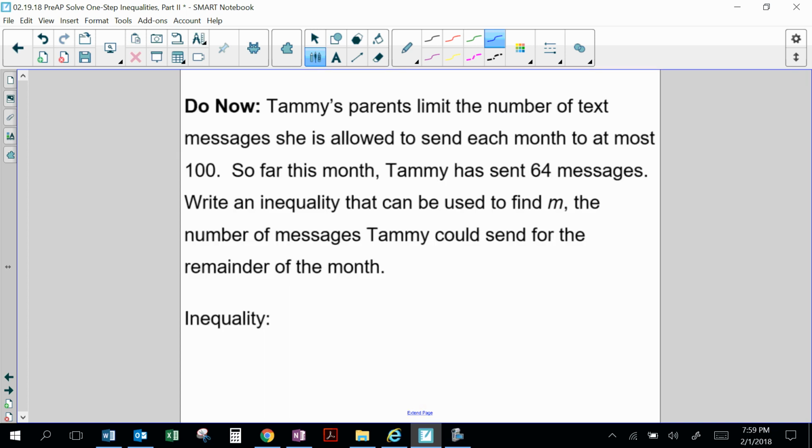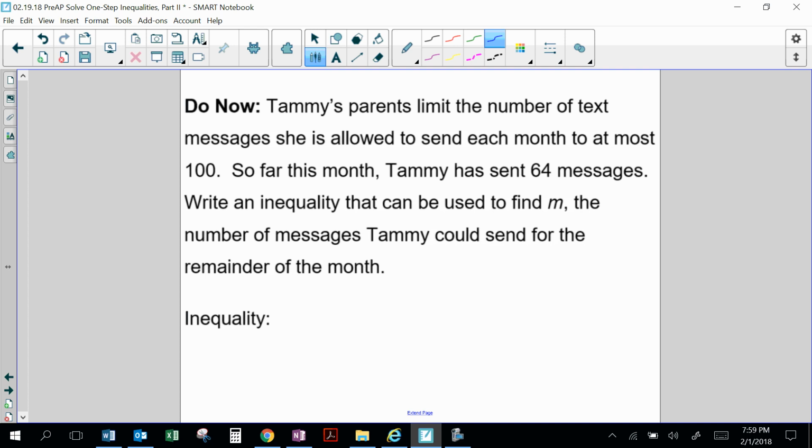So, Tammy's parents limit the number of text messages she is allowed to send each month to at most 100. Whoa, tight reins. That's it? Only 100 text messages in a month? Ugh. So far this month, Tammy has sent 64 messages. Write an inequality that can be used to find M, the number of messages Tammy could send for the remainder of the month. So let's look at this.